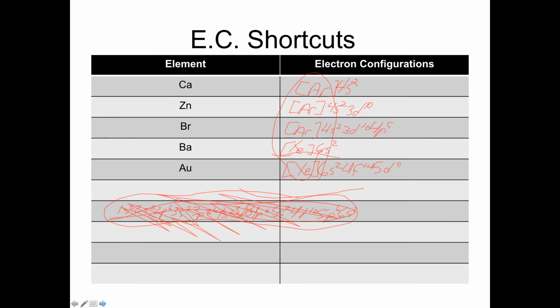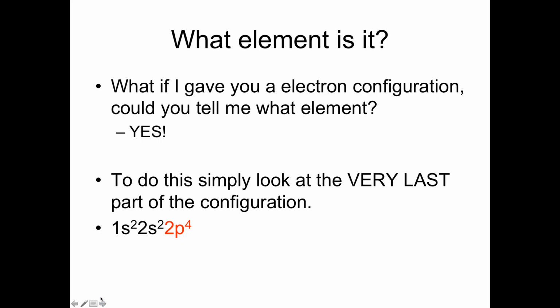Okay? My very last thing in this chapter to show you is, can I give you an electron configuration and can you determine which element it is? Of course you can. It's actually very easy to do. All you have to do is just look at the very last part of your electron configuration. For example, this one, I would go to the 2p section. I would count 4 over, and this one would be oxygen.